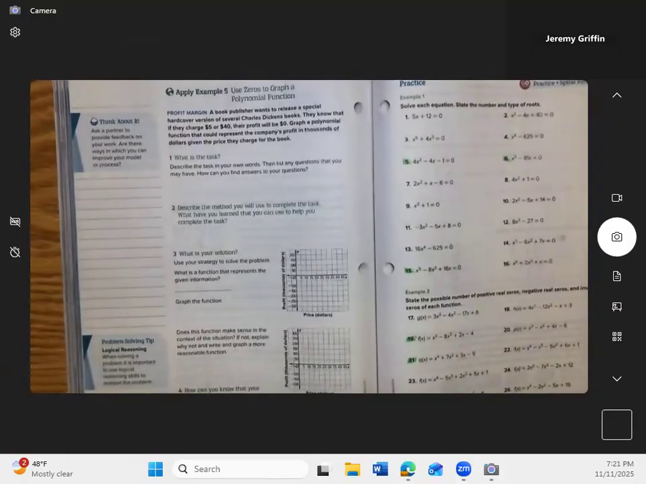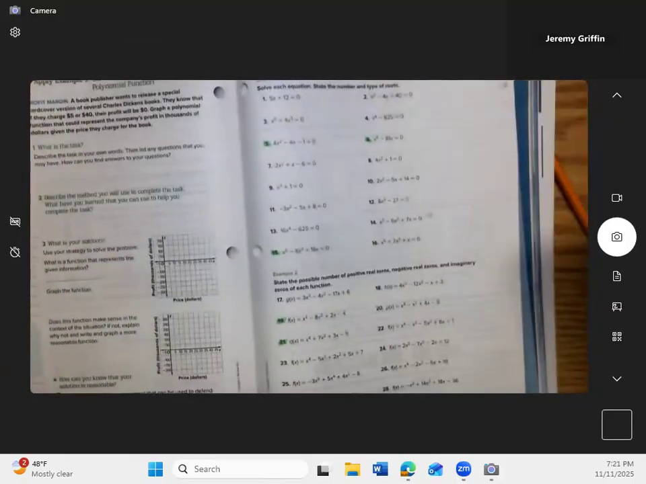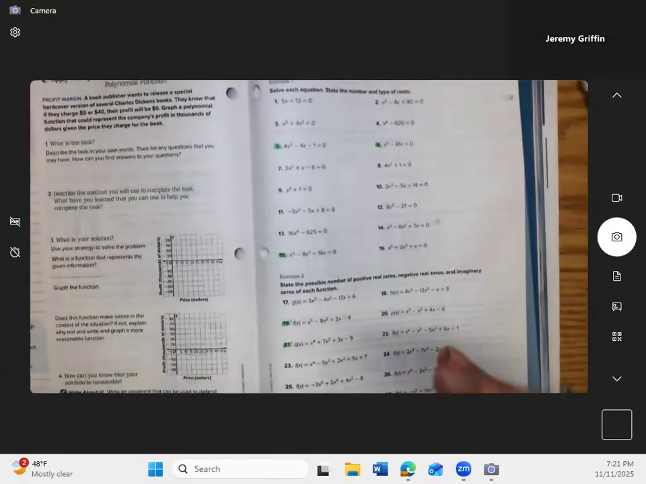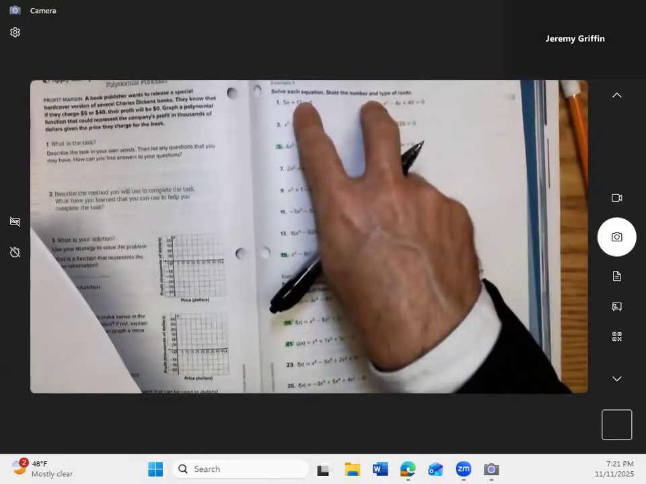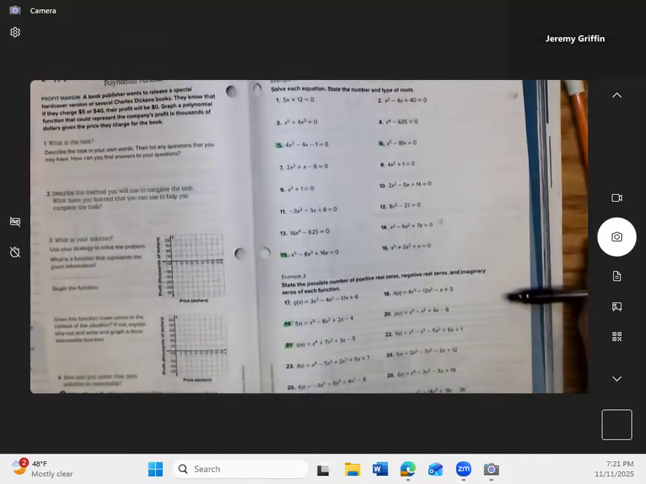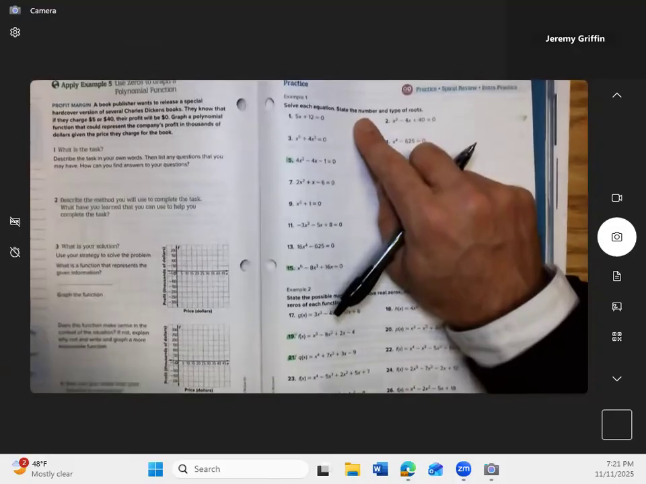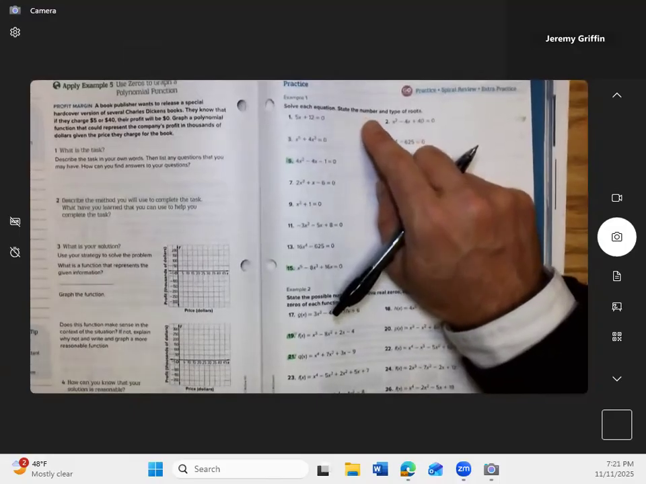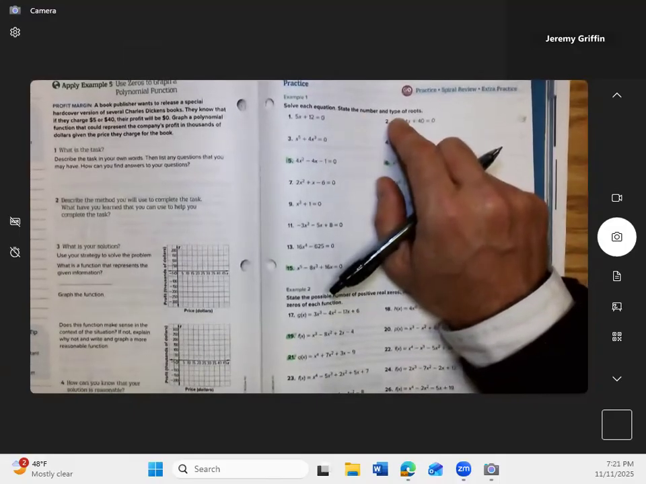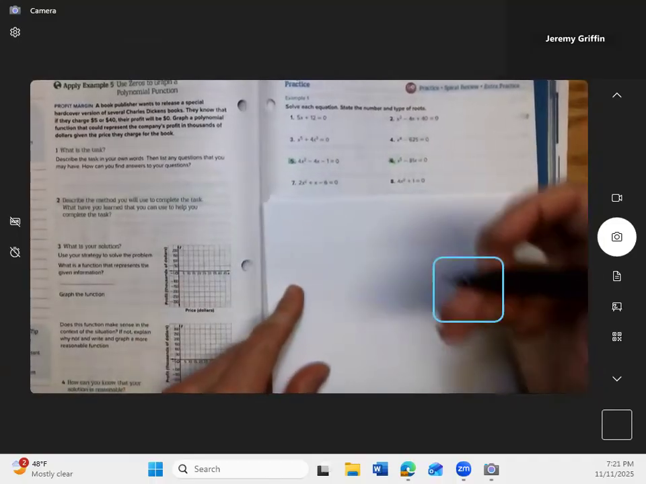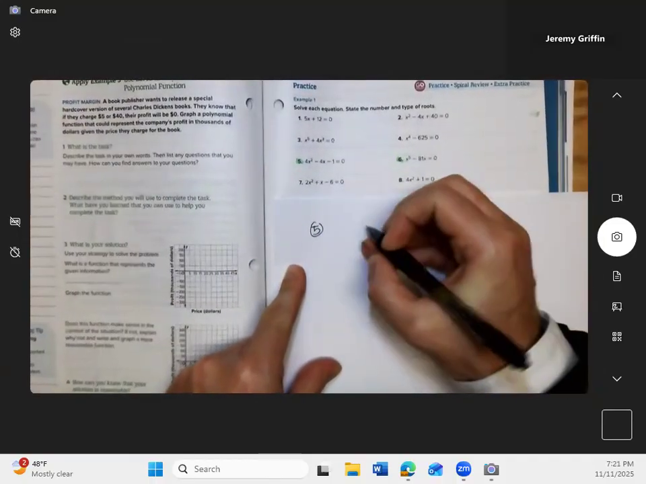Yeah. All right, so let's jump into these book puzzles. I got some highlighted ahead of time. First section: solve each equation, state the number and type of roots. Right, so the number of roots could be 1, 2, 3, 4, 5, whatever. The type of roots could be either real or imaginary, I suppose. So let's do number 5.